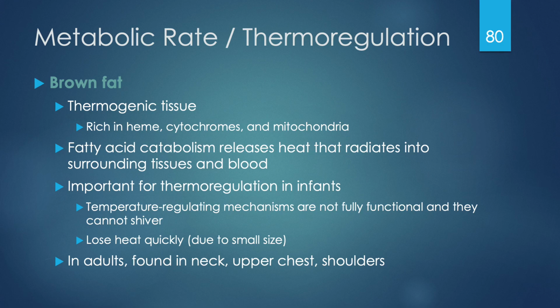These temperature regulating mechanisms aren't really fully functional in infants, and they can't shiver. So this is an important reason why we have brown fat in infants, because they do lose heat quickly because they're so small, and they really need to be able to hold on to their heat. Otherwise, their organs, of course, would fail. In adults, you may find some of this, but not a lot, around the neck and the upper chest and shoulders.